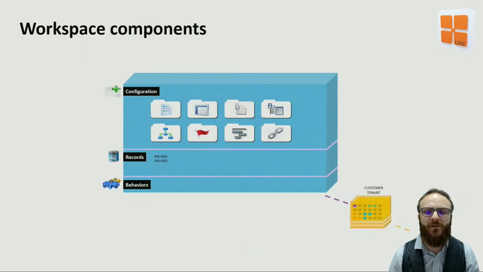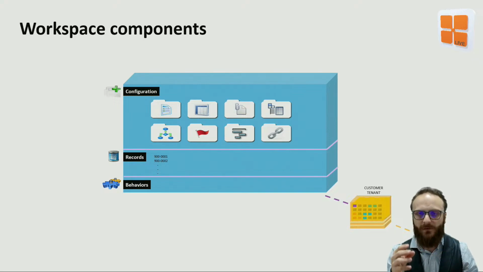So, the workspace components: each of those workspaces consists of behaviors, records, and a configuration. The behaviors is what happens to this when it moves in the lifecycle. What happens when I change this state to this state? Does it do this automation? Does it change that? We've got the record data, which is included in there, which is all of the fields that you can populate and configure.